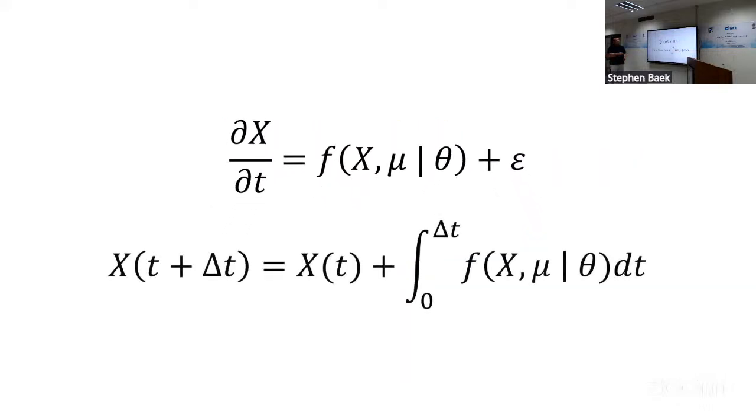Once we have this formulation, with the rate of change modeled as a function f, we should be able to integrate that over time, because this function f represents the time derivative. By integrating over a certain time interval delta t, we should be able to make a prediction of the future state of x after time delta t. That was the idea.